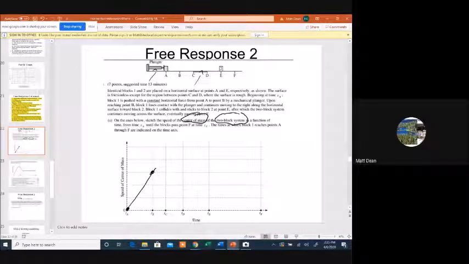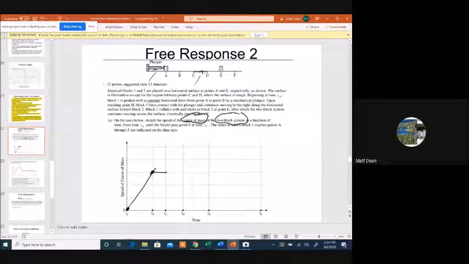Now, between B and C, there's no external force, which should tell you that the velocity of the center of mass and the momentum of the center of mass stays the same, doesn't change. So between B and C, we need something like this.